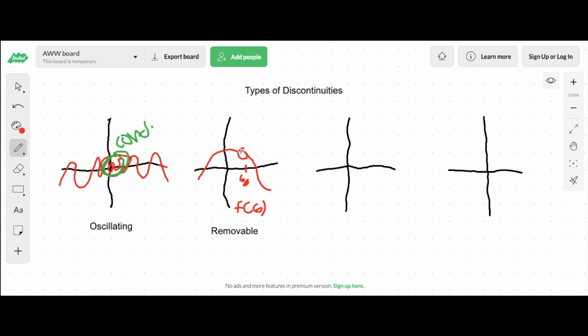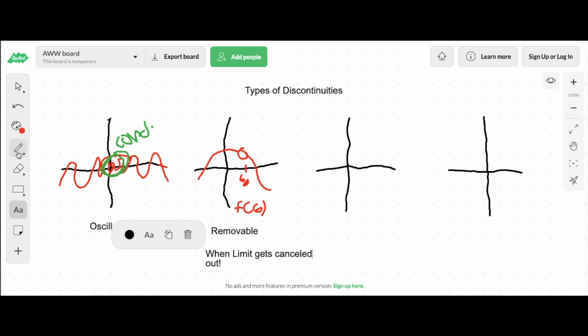Removable discontinuities occur when you simplify a limit to get an answer. The part of the limit that gets canceled out is the hole. So that's typically when you know that's the hole, for removable discontinuity, when the limit gets canceled out. Here, I'll write that down: when limit gets canceled out.